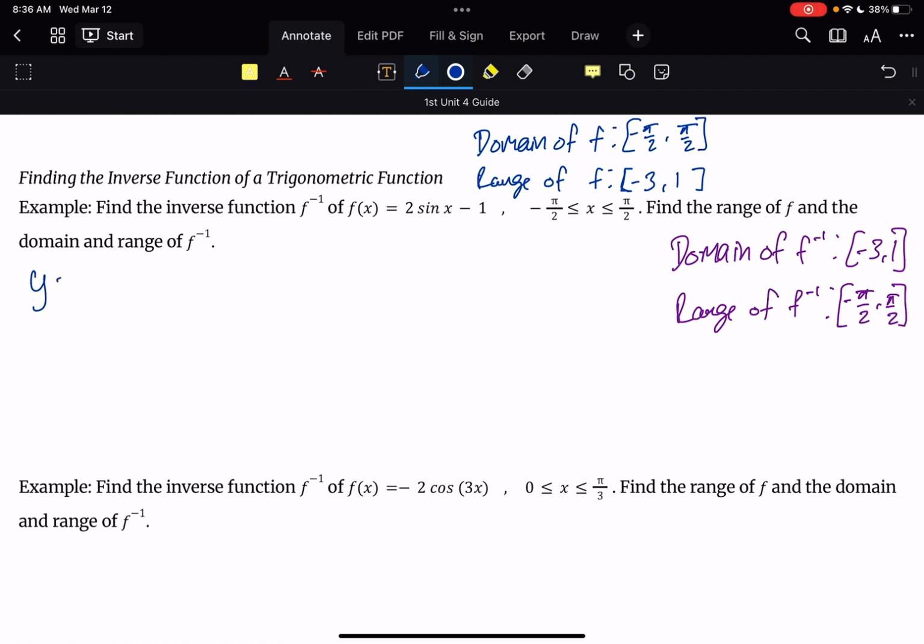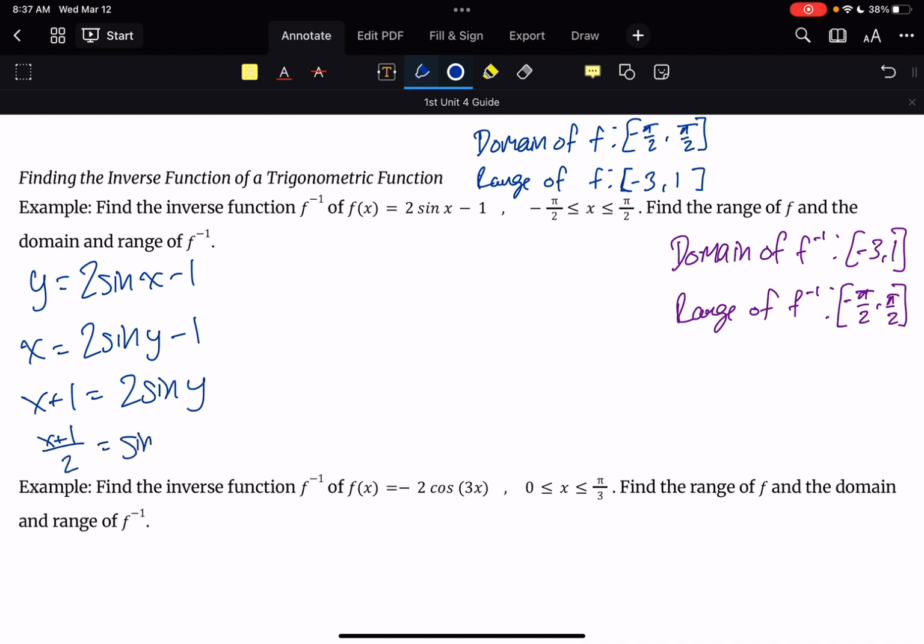So we know we're going to change this to y, so y equals 2 sine x minus 1. I'm going to change x and y, so x equals 2 sine y minus 1. And now I'm just going to solve that new equation for y. So I'm going to add 1, so I get x plus 1 equals 2 sine y, and divide by 2. So I have x plus 1 over 2 is equal to sine y.